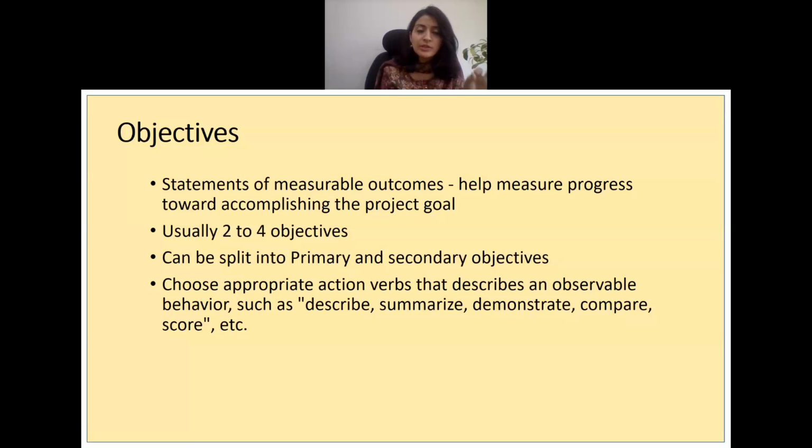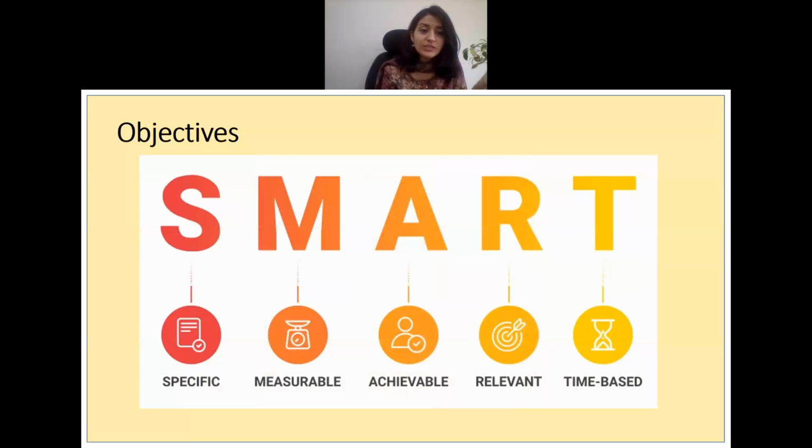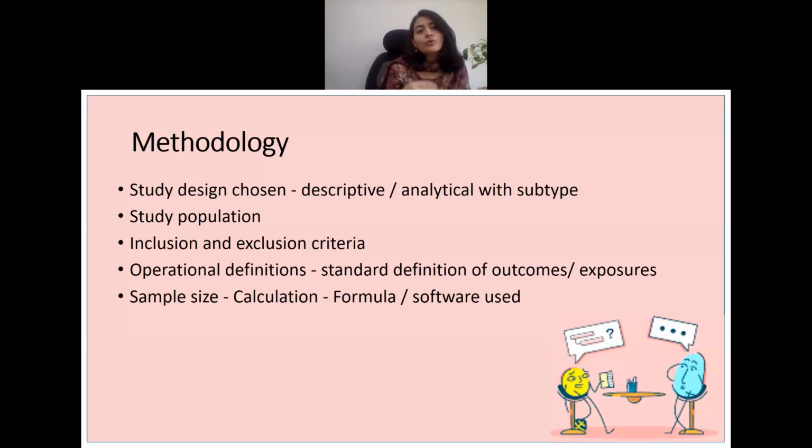So these kind of appropriate words should be used when you're writing down your objective. And typically, your objectives should be SMART. So they should be specific, they should be measurable, they should be achievable, they should be relevant, and lastly, they should be time bound. They should be something which is possible to achieve during the duration of your study.